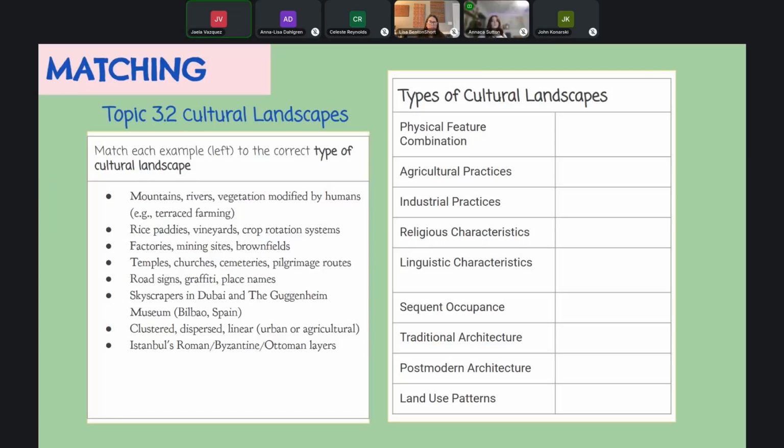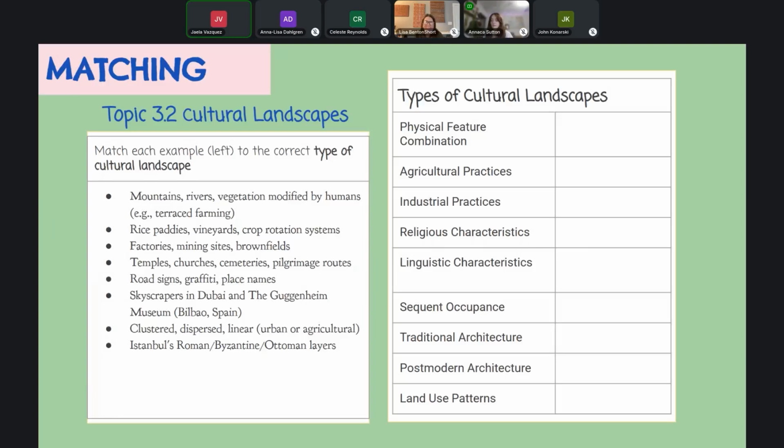Again, this is another type of matching that I do. This is on cultural landscapes. This comes straight from the CED, that all of these are types of cultural landscapes. So then I give examples and I make them match the correct type with the cultural landscape, the same type of idea of matching. And again, this is a great review activity. I actually did this today because I reviewed Unit 3, and they knew sequent occupants. They knew that Istanbul's Roman and Byzantine and Ottoman layers are going to go there. So I was very, very happy about that.